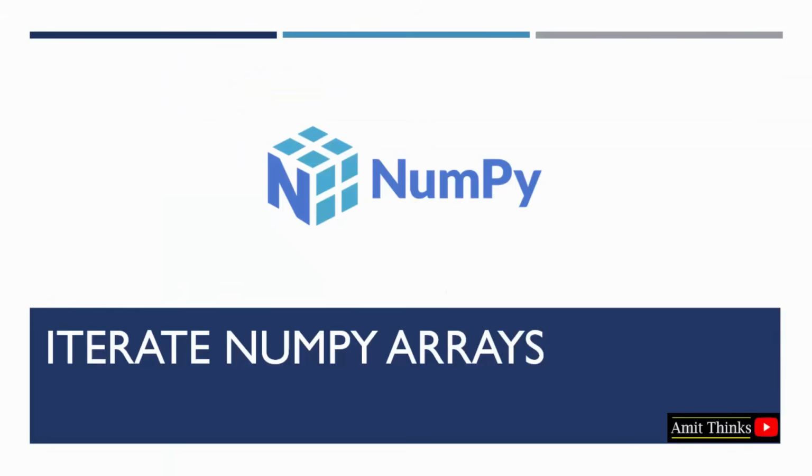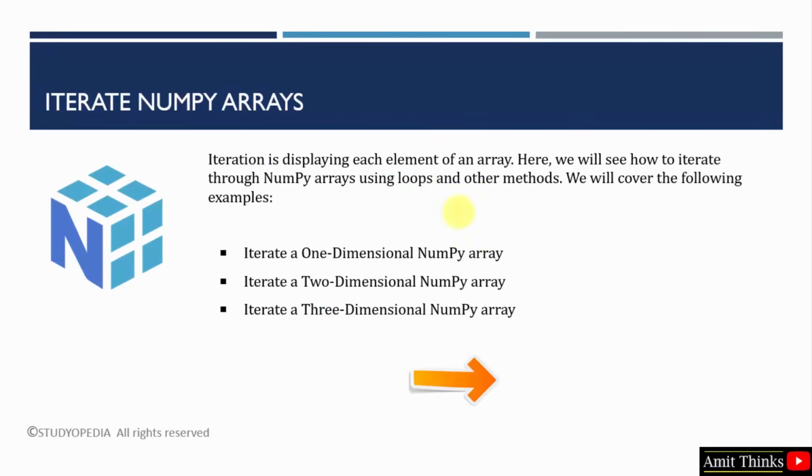In this video we will learn how to iterate NumPy arrays. So iteration means displaying each and every element of an array. So we will be using loops. We will also see some examples. Iteration means displaying each and every element of an array.